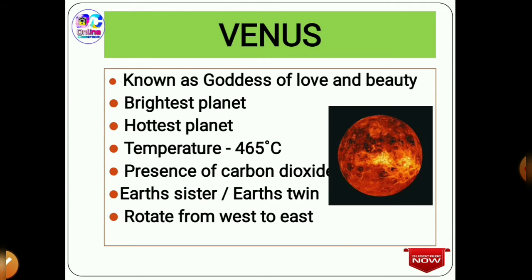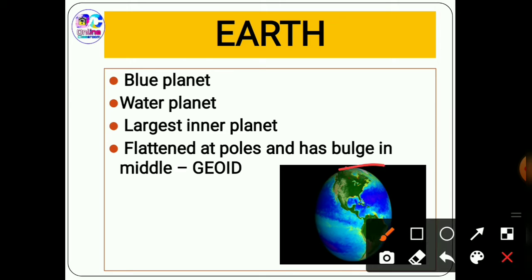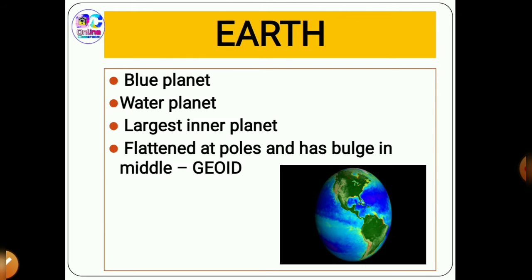Next we are going to learn about our planet, that is Earth. Now we know that Earth is a blue planet. We also know that it is a water planet, and it is the largest inner planet. The inner planets consist of the first four planets in the solar system, that is Mercury, Venus, Earth, and Mars. So Earth is the largest among these four inner planets. If you see the picture, it is flattened at the poles and slightly bulged in the middle. This peculiar shape is called a geoid.